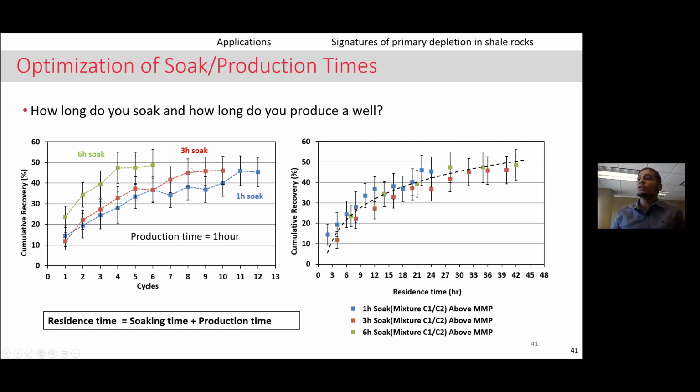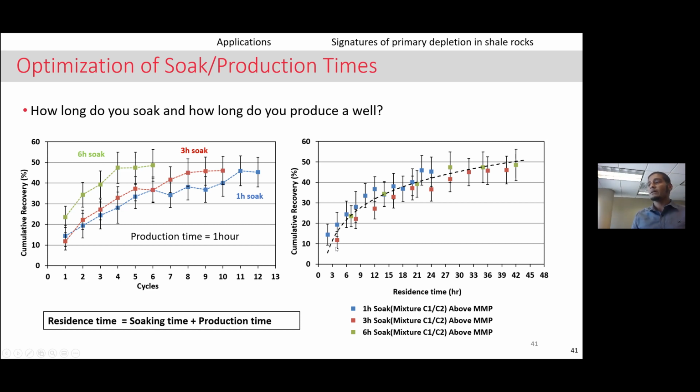Because if you were to use a 3-hour soak cycle, what you see is that it takes 1, 2, 3, 4, 5, 6, 7, 8, 9 cycles to reach about the same recovery as a 6-hour soak cycle. And so you'd begin to say that, hey, a 6-hour soak cycle is more beneficial for us. But if you were to plot this exact same data as cumulative recovery versus something called residence time. Residence time is your soaking time plus your production time.